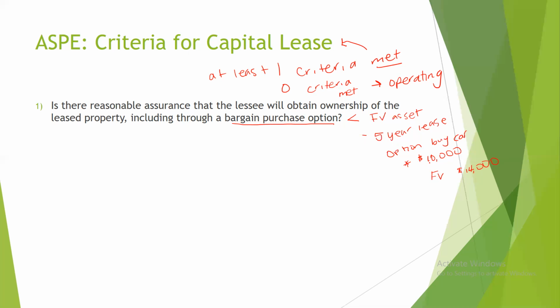If they can get this for $10,000, even if they don't want the car, they can get it for $10,000 and then sell it for $14,000 and make a $4,000 profit. Okay, so that's what a bargain purchase is. It means that the option to purchase under the lease is going to be, the amount is going to be lower than the fair value of the asset.